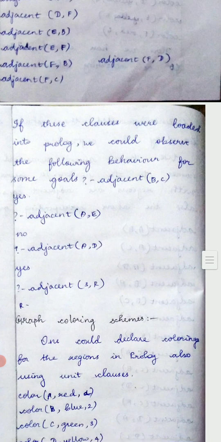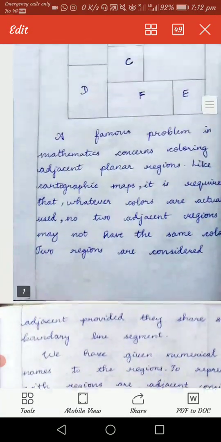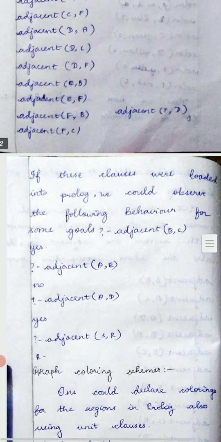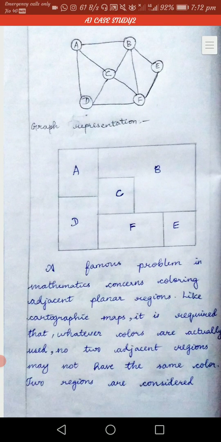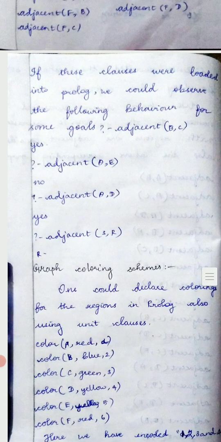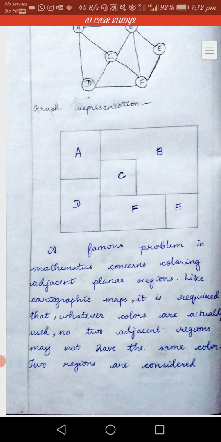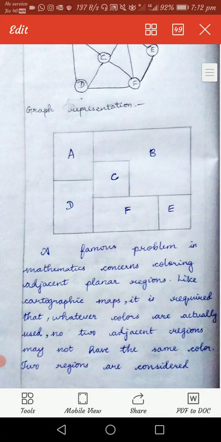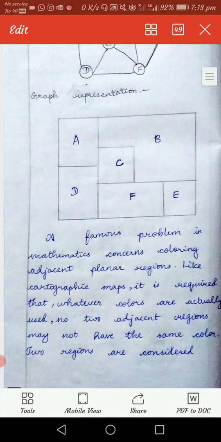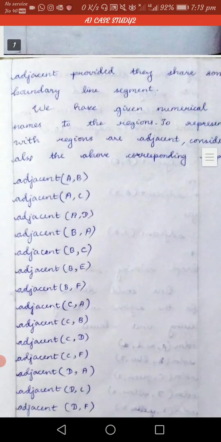If these clauses were loaded into Prolog, we could observe the following behavior for some queries. First, adjacent of B comma C: it asks whether the adjacent of B is C. Here the adjacent of B is C, so the answer is yes. Then adjacent of A comma E: we check whether the adjacent of A is E. No, the adjacent of A is not E, so the answer is no. Next, adjacent of A comma D: the adjacent of A is D, so the answer is yes.